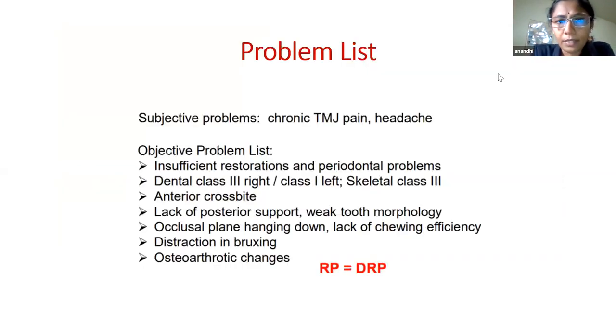So the problem list for him: subjectively he has TMJ pain and headache. He has insufficient restorations and periodontal problems, dental class 3 and class 1 on the left, skeletal class 3, anterior crossbite. He has a lack of posterior support because there's no tooth morphology and his occlusal plane is hanging down, a lack of chewing efficiency, right? Distraction in bruxing and osteoarthritic changes. So the reference position is a deranged reference position because we saw some of these points in the condylograph, but we come up with all of these with all the diagnostics that we have. So deranged meaning then you have to get a therapeutic reference position.